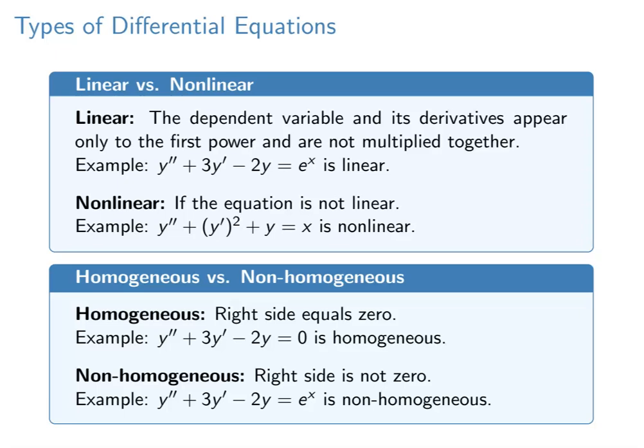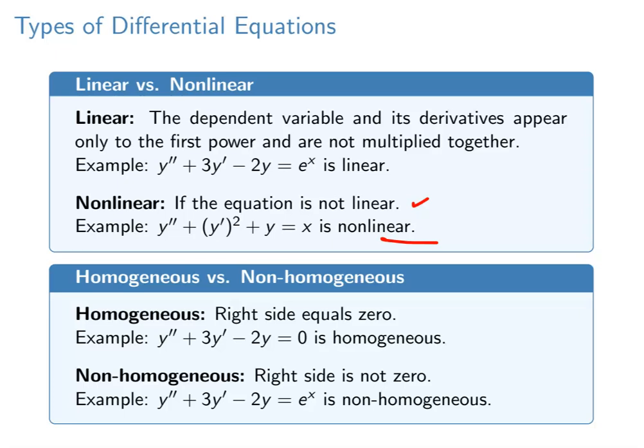Now a nonlinear equation: if the equation is not linear, then it is nonlinear. So here you can see that y' is multiplied two times, that's why y'' + (y')² + y = x is nonlinear. Now next is homogeneous versus non-homogeneous.